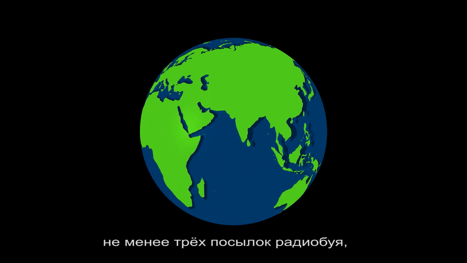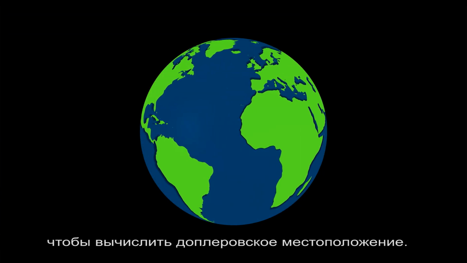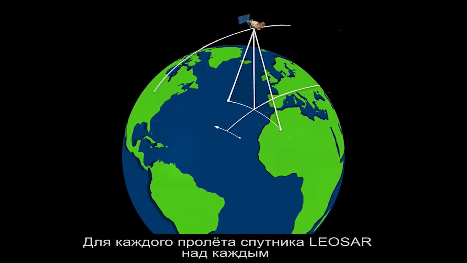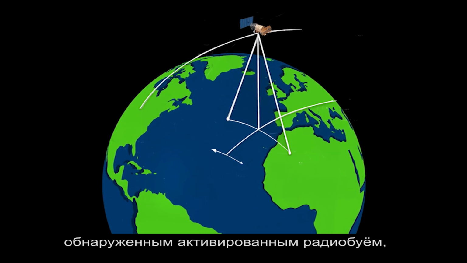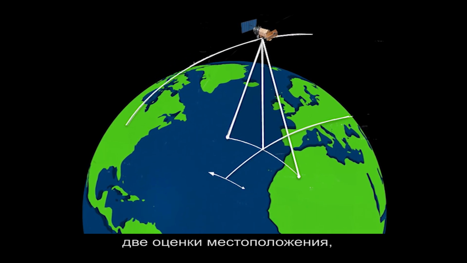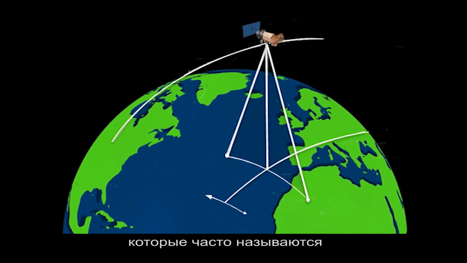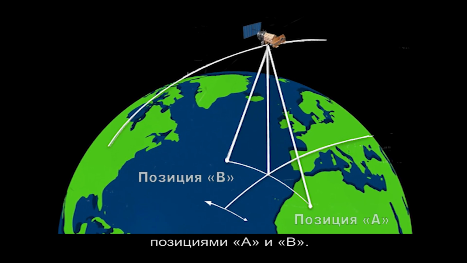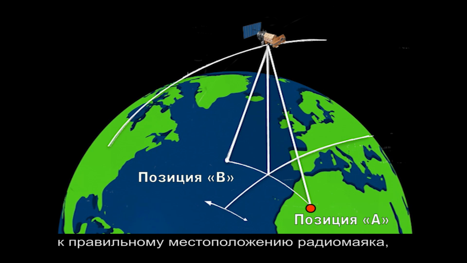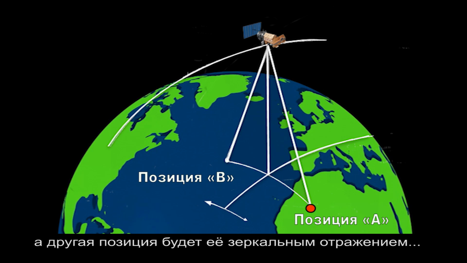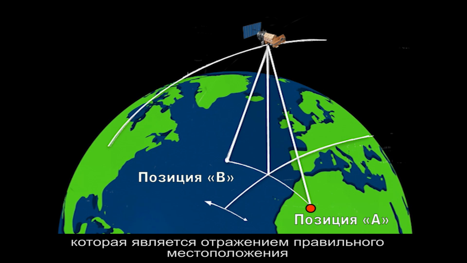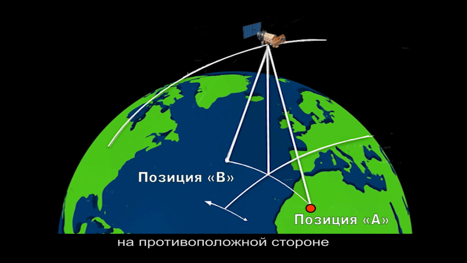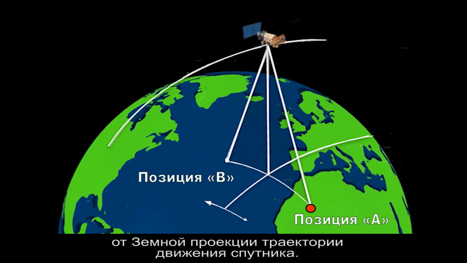A LEOlet needs to detect at least 3 beacon bursts to compute a Doppler position estimate. With each LEO-SAR satellite pass over the activated beacon, the LEOlet produces 2 position estimates for each beacon detection, often called the A and B position. One will be close to the correct beacon location, and the other will be its mirror image, which is the reflection of the correct location on the opposite side of the satellite's ground track.